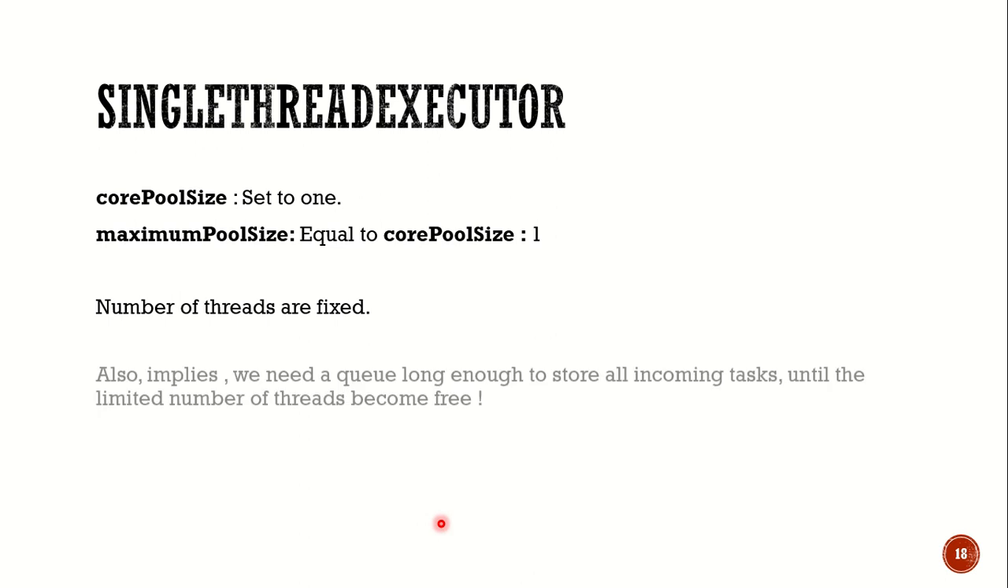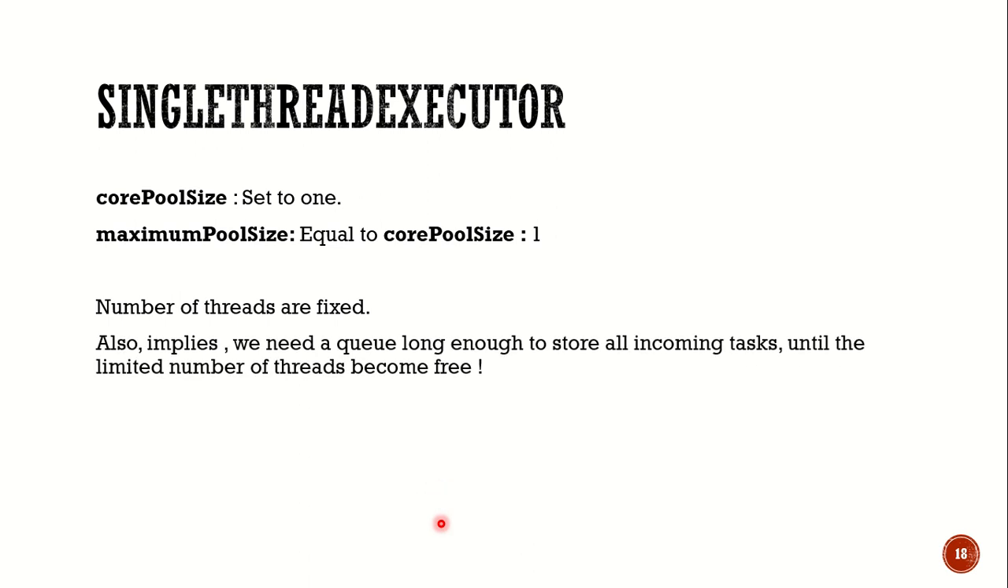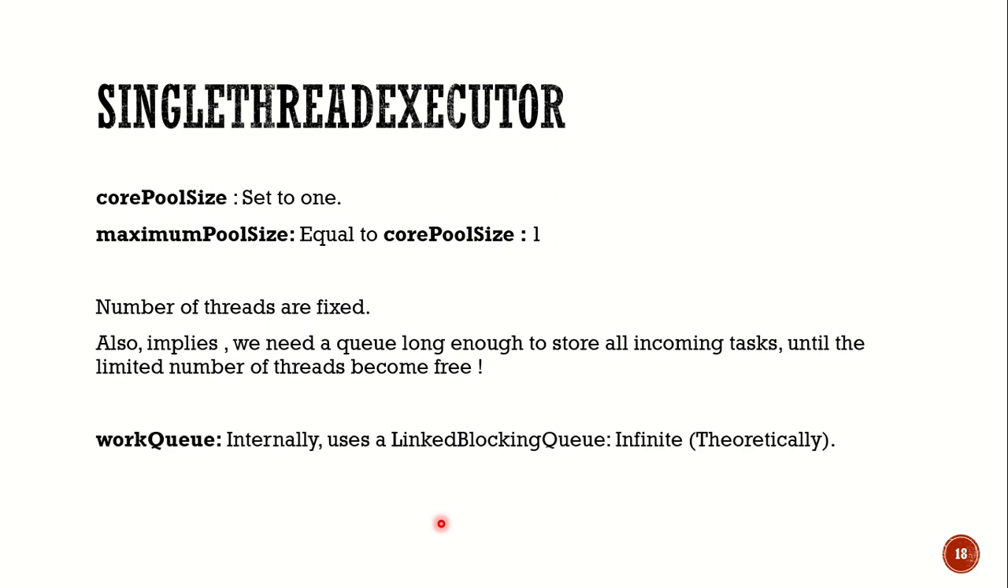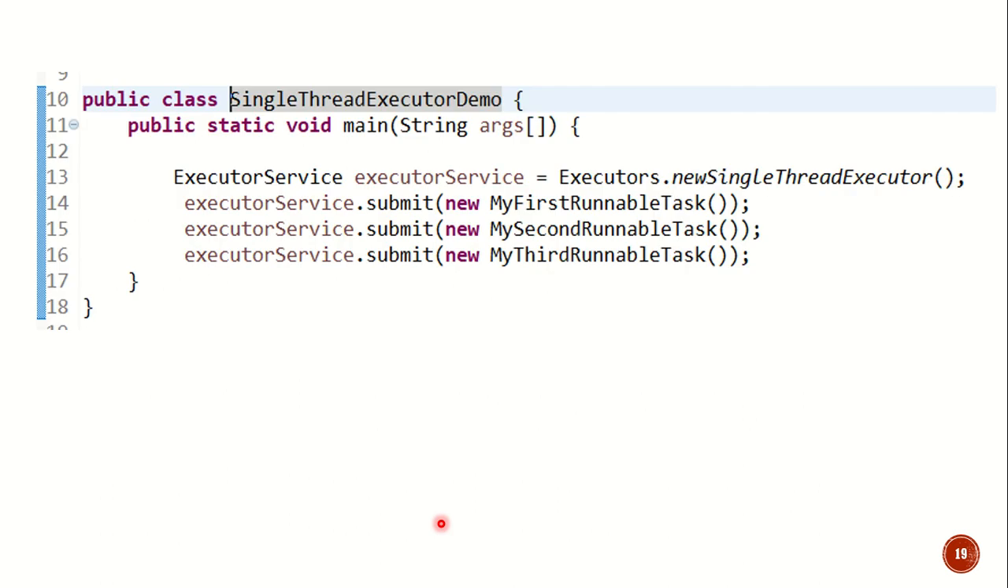So what does it imply? It implies that again we need a queue long enough to store all the incoming tasks until the limited number of threads, which is just 1, becomes free. So again it uses a linked blocking queue. As for the piece of code, let's try to understand.